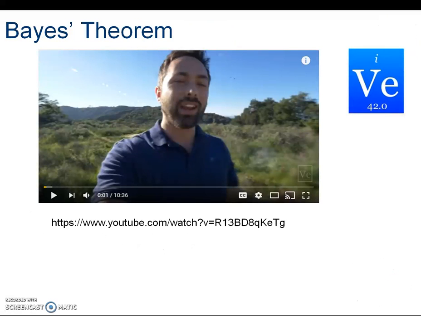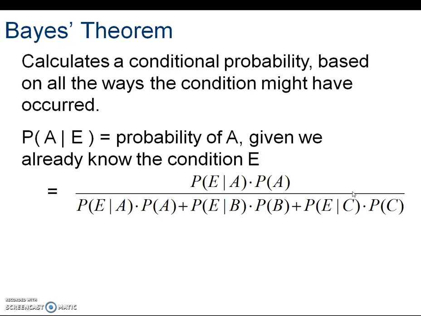So, now we're going to go into Bayes' theorem. What I would recommend is pausing here and going to this website. You might have to look up Veritasium and watch this video. He explains it a lot better and more concisely than I can. So, Bayes' theorem is this big ugly equation here, and it's calculating the conditional probability based on all the ways the conditions might have occurred. So the probability of something occurring, A, given we already know the condition E.